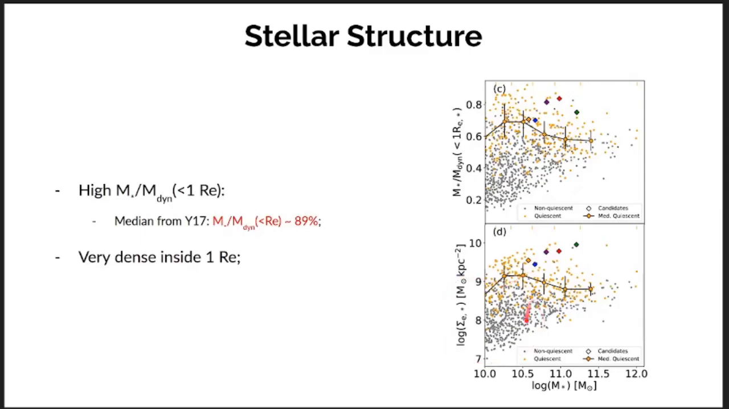Here I also show that these objects are very dense. On the y-axis, it's the surface density inside one effective radius versus stellar mass. And as expected, these objects are very dense.